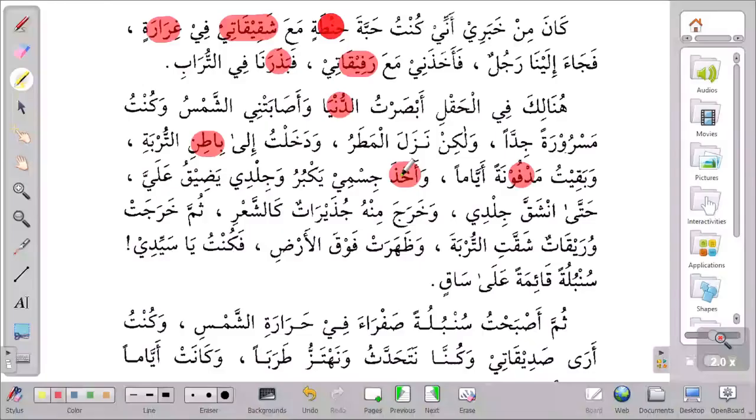Wa jildi yadiku alayya, and my skin. Jild is the skin. Jild also means leather. A leather is termed as jild. Of course, when it is used for the human being, it is the skin, and the skin is leathery in nature. It's like a leather. So wajildi yadiku alayya, and my skin was tight on me. The verb here is daqa, and daqa means to be tight on, to constrict. I hope that is clear.